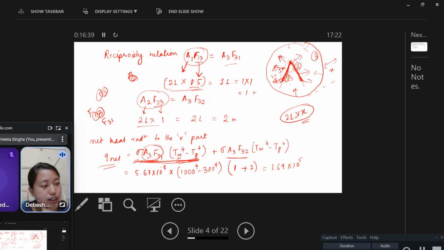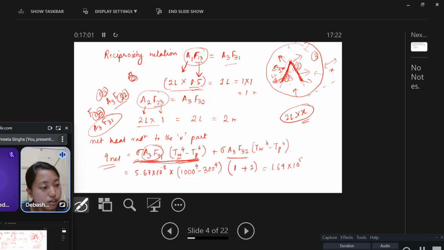F31. And the area corresponding to that is A3. Now same thing, this is for surface 1. How much 3 is given to 1? For surface 2, it should be A3 F32. That means 3 is the emitting, 2 is the receiving.